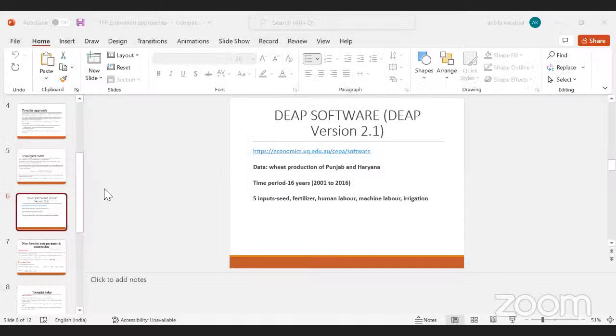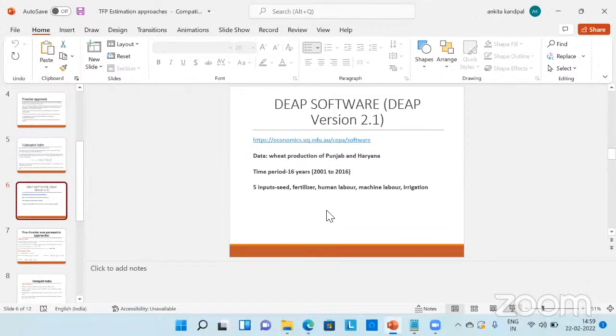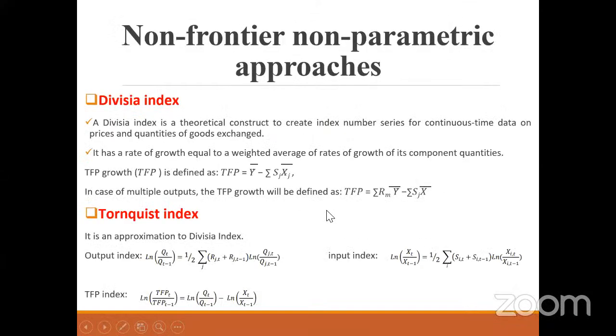So this is about the frontier non-parametric approach, the Malmquist Index. The second one is the non-frontier non-parametric approaches, which are the index number approaches, the Divisia Index and the Tornqvist Index.